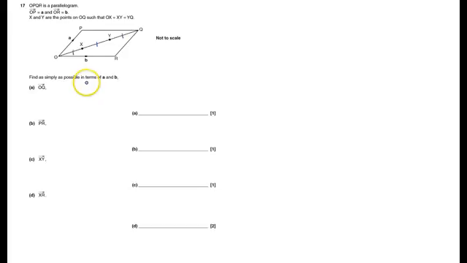Find, as simple as possible in terms of A and B, O to Q. To go from O to Q, I need to go possibly this way, B, and then up there, and that is a parallelogram, so it must be the same as A, so it's going to be B plus A, or you could go indeed A plus B, it doesn't matter. I'm going to put down A plus B because we normally put them in alphabetical order, and that'll be A plus B there.